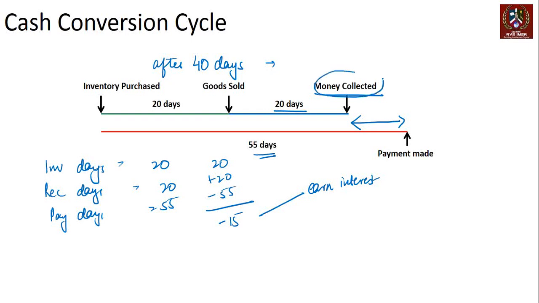This money that you have collected is in your bank account before you make the payment, and for 15 days you're going to earn the interest. A negative cash conversion cycle will typically correspond to a negative working capital environment, right? A company would typically be working in a negative working capital scenario if the cash conversion cycle is negative. That's an important premise that comes up.